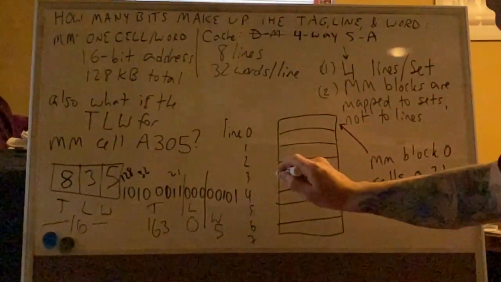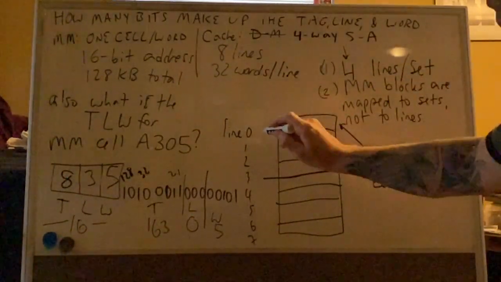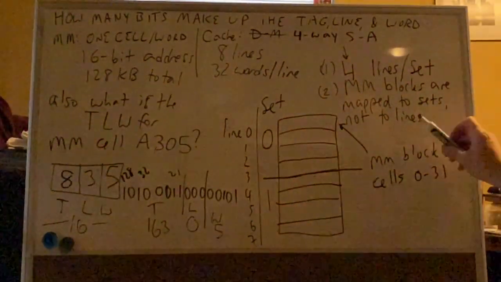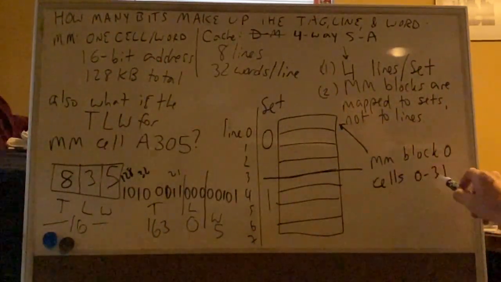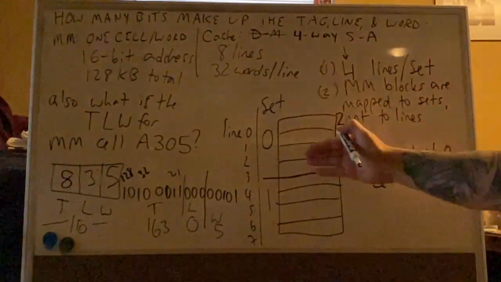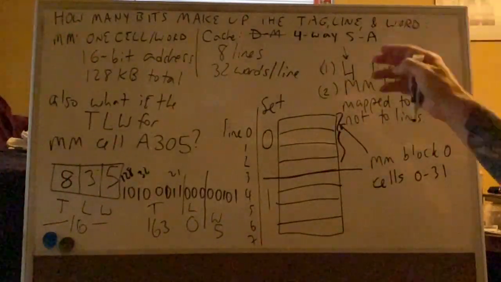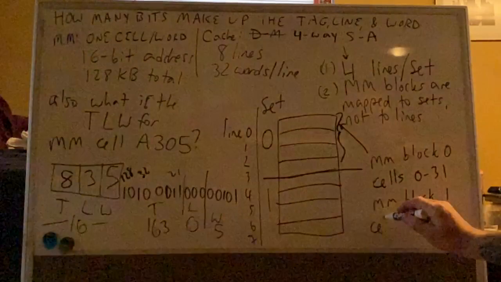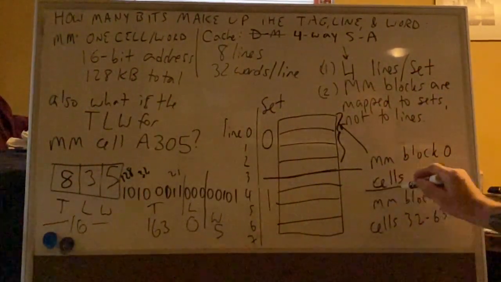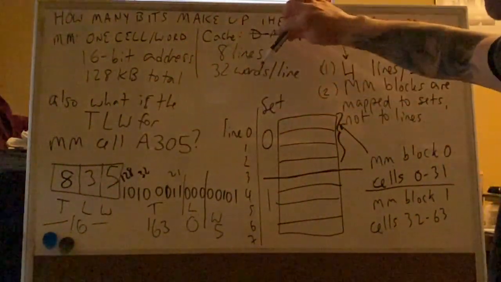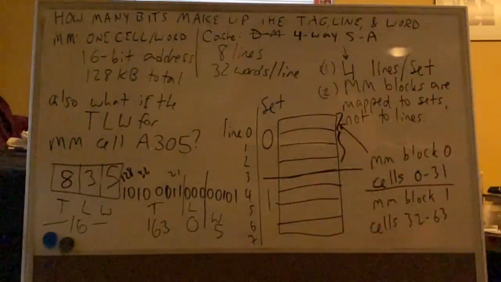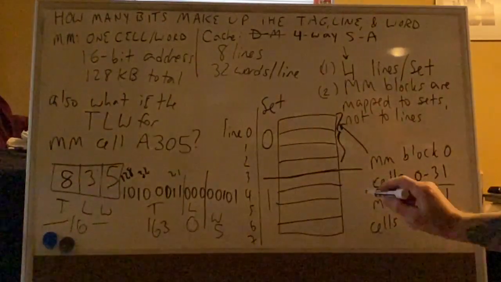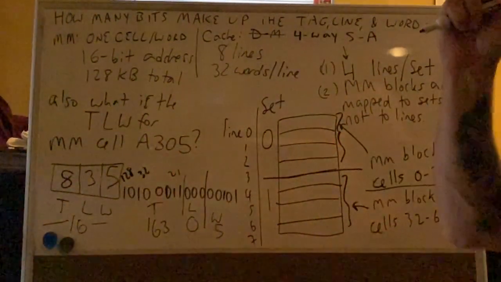Now, with a 4-way set associative cache, there are 4 lines per set. So forget the line number. We have a set number, set 0, set 1. So main memory block 0, which has cells 0 to 31, is now mapped to 4 possible lines somewhere in set 0. Main memory block 1, which has cells 32 to 63, since there are 2 to the 5, or 32 words in a line, there are 32 words in a block, 32 cells. We're going to stick with 1 cell per word through this course. So main memory block 1 would go somewhere in set 1.